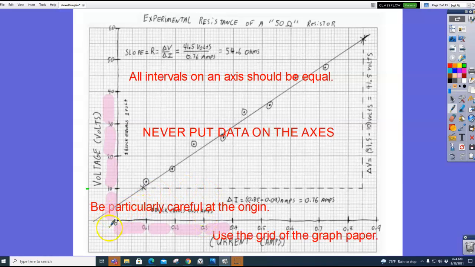Students make the most mistakes at the origin, and occasionally I have a student that just flat out puts their data on an axis. And that's not right. You look at your data range, you choose a slightly larger range, you put reference points on your axis with equal intervals, and then you plot the points where they fall.